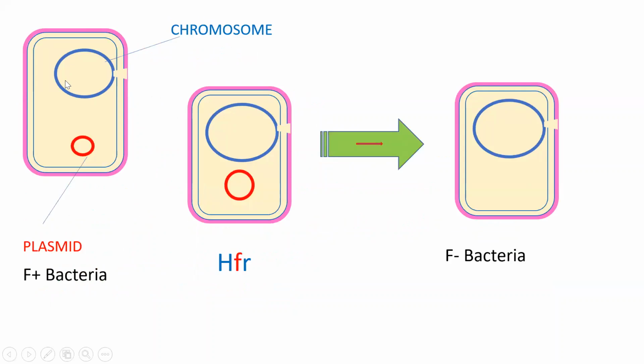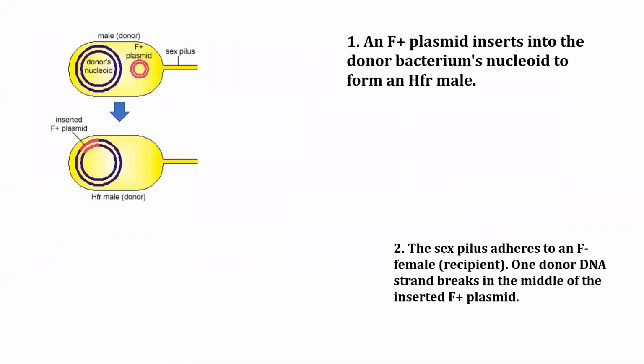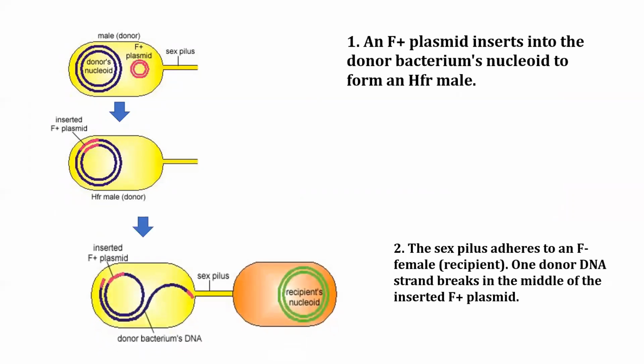Here we can see the F plus bacteria with F factor, and what happens, this F factor, this F plasmid, combines with the main chromosome, and now Hfr is formed, and this Hfr is being transferred to the F minus bacteria. So an F plus plasmid inserts into the donor bacterium's nucleoid to form an Hfr male. The sex pilus adheres to an F minus female, that is the recipient.